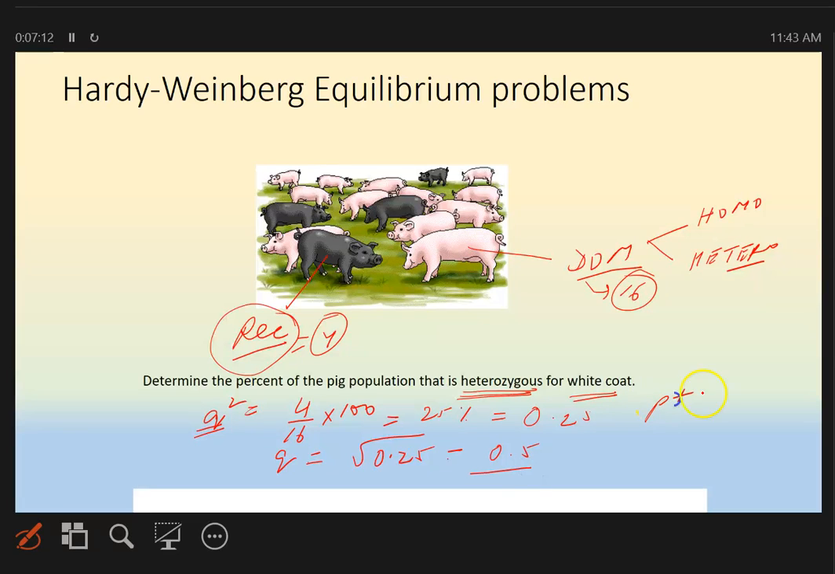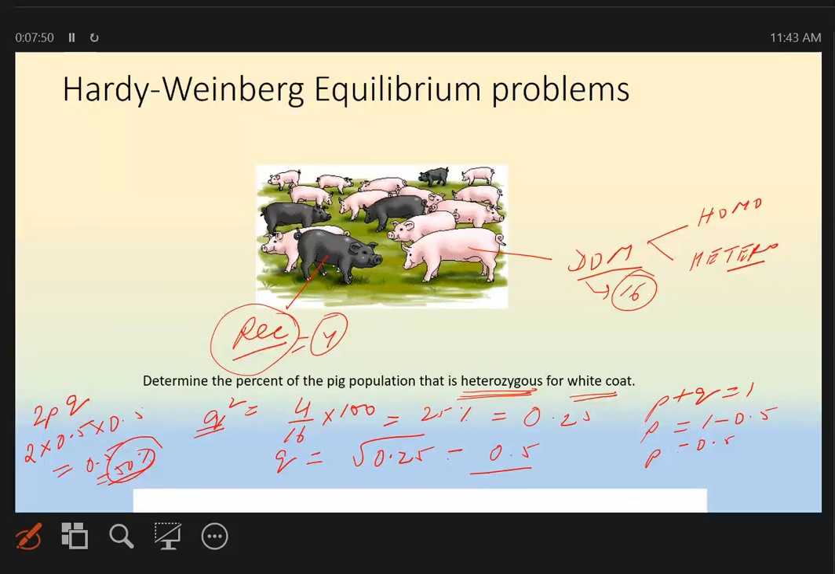Now, what do we know? P plus Q equals 1. Therefore, P equals 1 minus 0.5, which equals 0.5. That is P. Once I have my P and Q, that's easy. Now, all I have to calculate is 2PQ. So, 2 times 0.5 times 0.5 equals 0.5, which is 50%. So 50% of the white coated pigs are heterozygous.